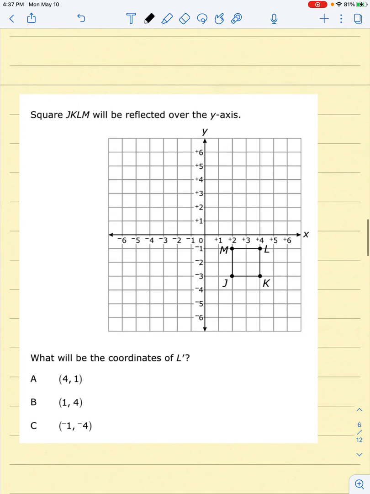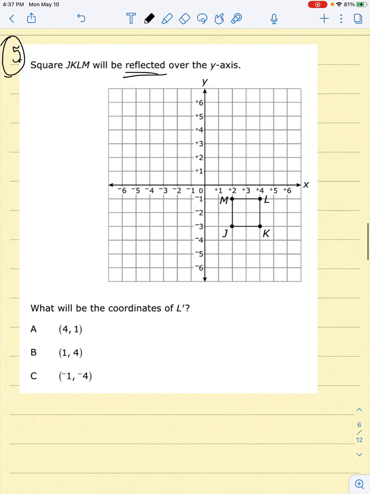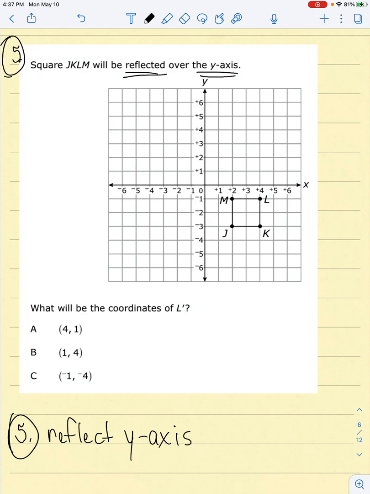Now let's take a look at number 5. Now we're going to switch into a different type of transformation. It says square JKLM will be reflected over the y-axis. So let's write that down. Reflect over the y-axis. What will be the coordinates of L prime? So that's what we're looking for.